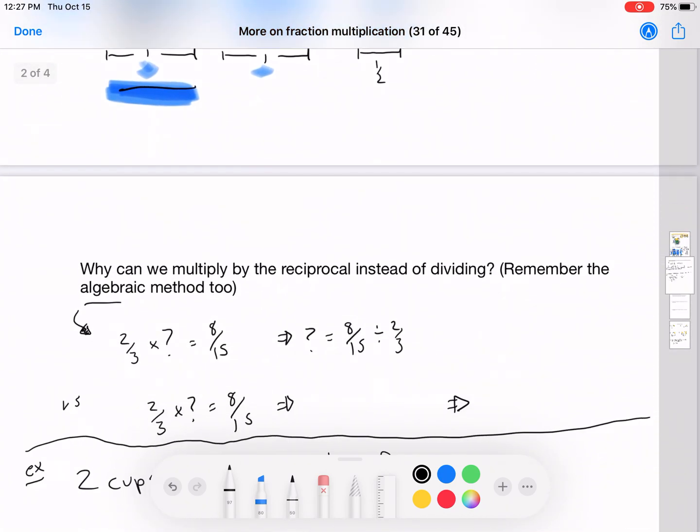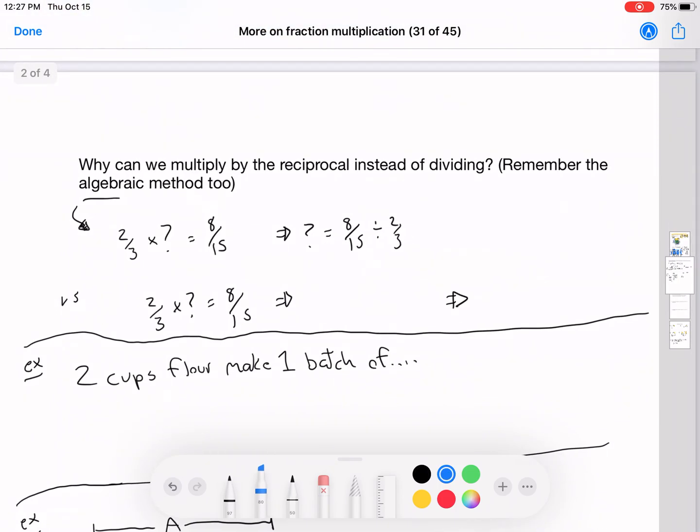All right, now something else. We're talking about more on fraction multiplication. And so why can we multiply by reciprocals instead of dividing? So remember, we went over an algebraic method before. As an example, if I said 2/3 times what is equal to 8/15? Well, the corresponding division sentence says that what we're looking for is equal to 8/15 divided by 2/3.